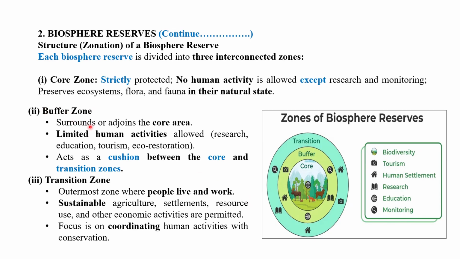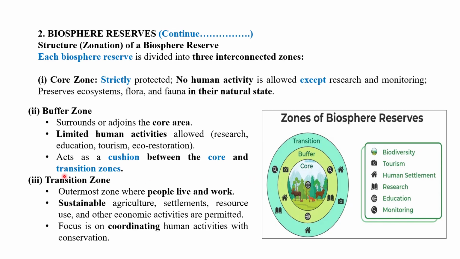Buffer zone means it surrounds or adjoins the core area. That means the adjoining area of the core is the buffer zone. Limited human activity is allowed for research, education, tourism, eco restoration. It acts as a cushion between the core and transition zone. You can see the buffer zone acts as a cushion in between the transition and core.